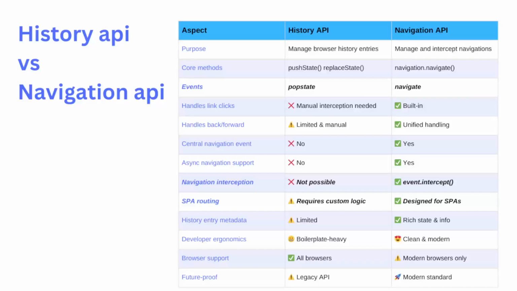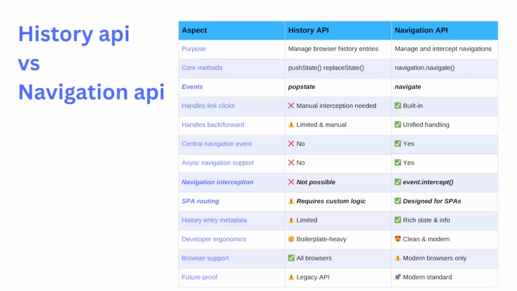But single page application routing requires custom logic, and the navigation API has been designed for single page applications, which is really great. Then we have the history entry metadata, which is very limited in the history API, and we have rich state and info within the navigation API, so you can really go deeply into the objects that you get back from it. Developer ergonomics: boilerplate heavy for the history API. For the navigation API, it's clean and modern, and it looks really great.